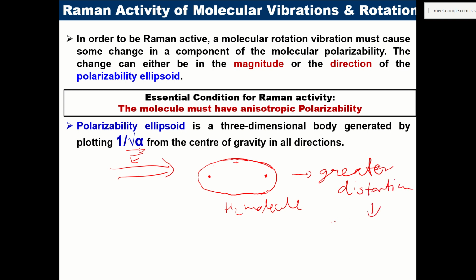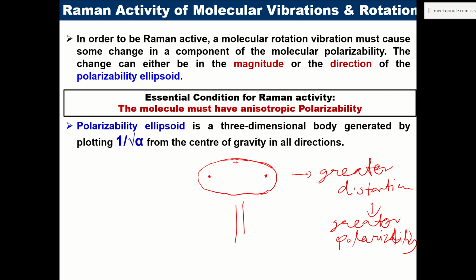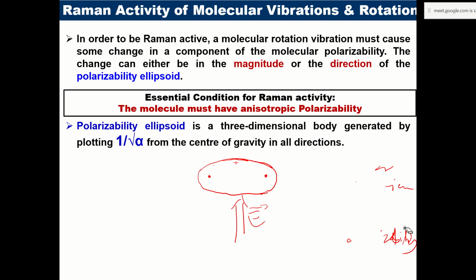We say it is greater distortion of electron cloud, so greater polarizability along this direction. When you apply electric field along a different direction, say perpendicular to it, if you apply electric field in this way, along this direction there will be less polarizability. So in this direction there will be less distortion.